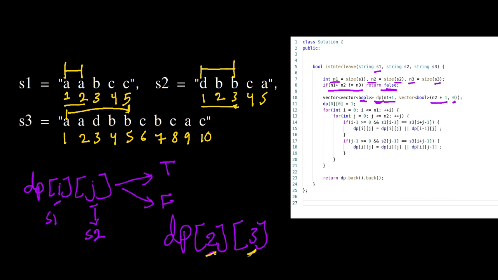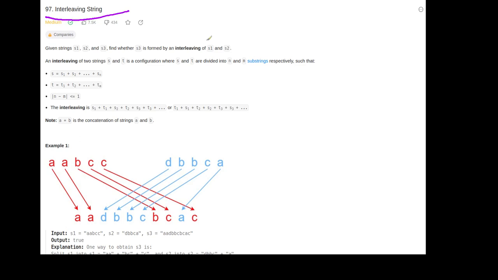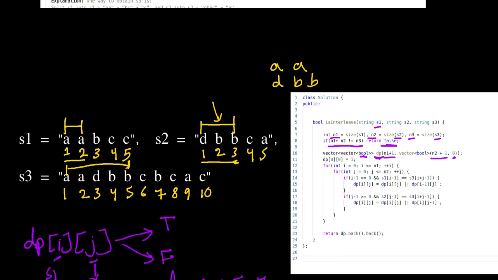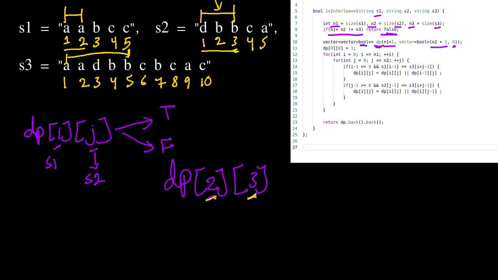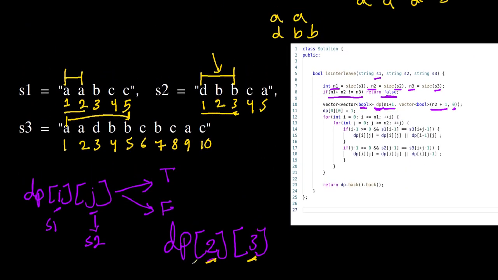So dp of 2, 3 tells us if the answer for AA from the first string and DBB from the second string can interleave and form the third string, which is A, D, B, B. So this is the answer for dp of 2, 3.